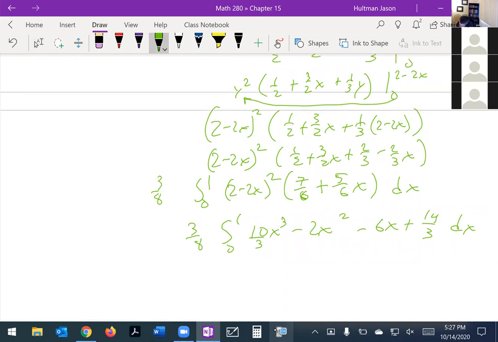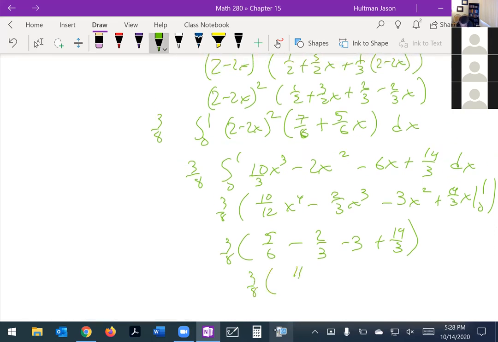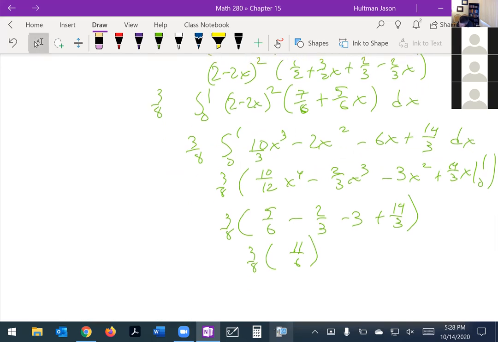Okay, and then you're going to get 10/12 x to the fourth minus 2/3 x cubed minus 3x squared plus 14/3 x, evaluated from 0 to 1, multiplied by 3/8. And then we get 3/8 times, this is 10/12, which is 5/6, minus 2/3, plugging in 1, minus 3 plus 14/3. Evaluate all that, that comes out to 3/8 times 11/6. Change that all to 6. And then we get 11 over 16. Okay, so 11/16 is where the y value is.